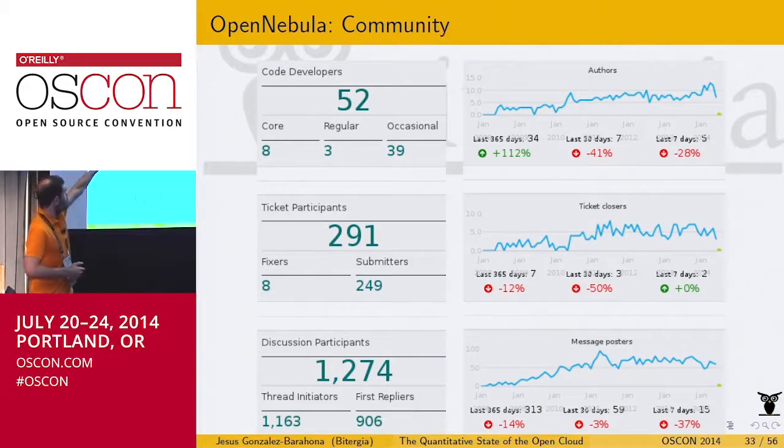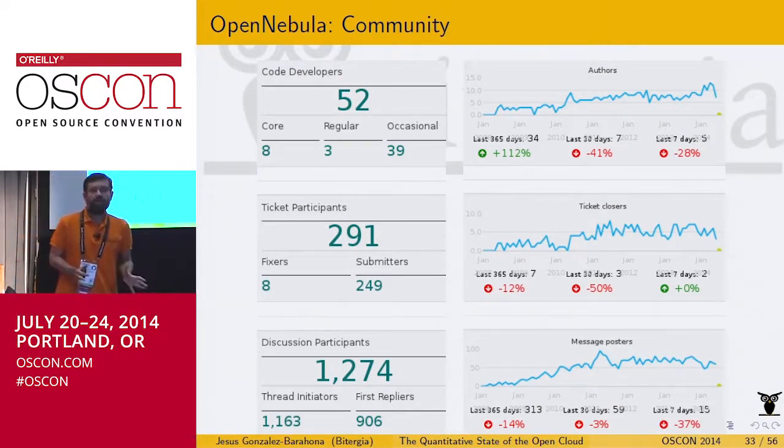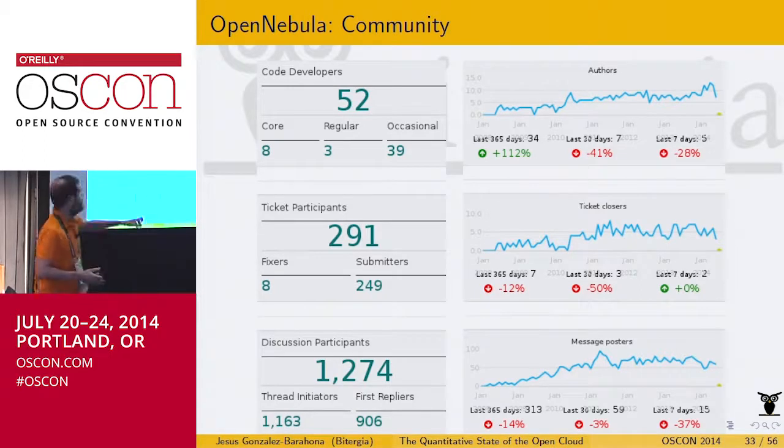But the numbers below are quite interesting. So what we do is to take all the commits and find out who contributed 80% of those. In that case, that's eight guys. In the case of OpenNebula, we call that the core development team.